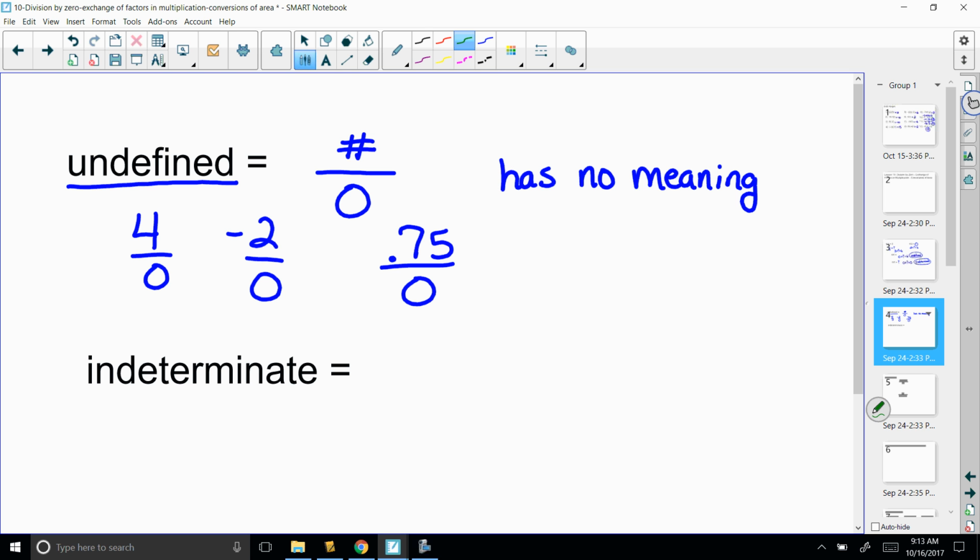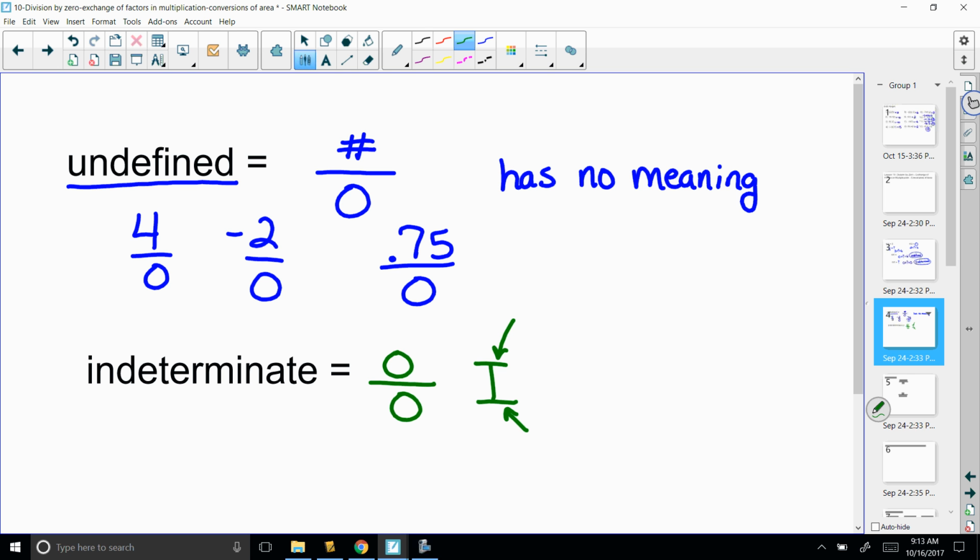But then we have what is an indeterminate. An indeterminate is 0 divided by 0. Now this is the way I kind of like to remember it, is by making an eye. If I look at an eye, what do you know about the top and the bottom of an eye? They're the same if you make a capital I.